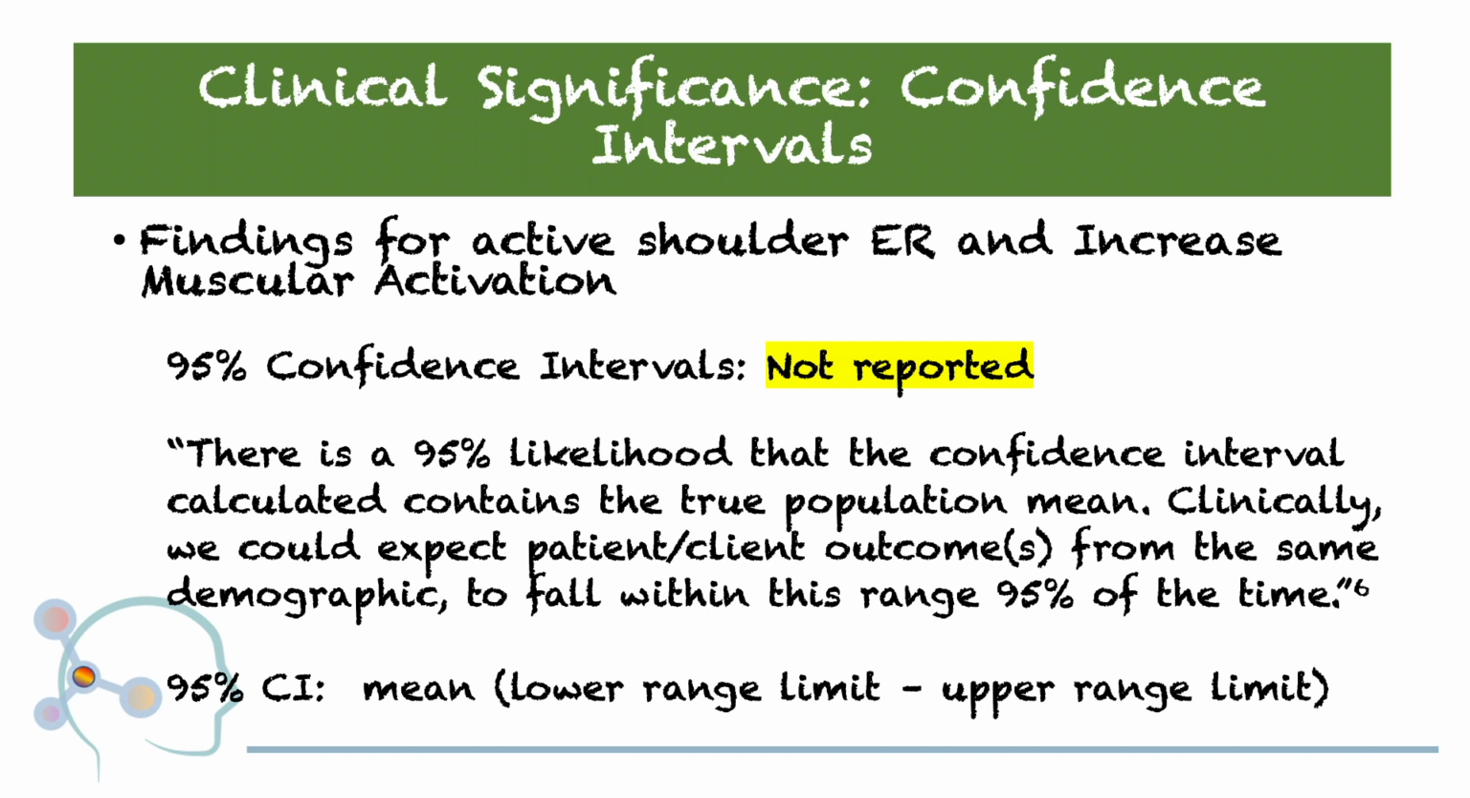When these are written up in research, you'll see that they'll say 95% CI. There'll be another number where I have mean listed there, and then they'll give you a range, a lower range limit and an upper range limit. And that is the range that you could expect your patient or client outcome from the same demographic to fall within 95% of the time.